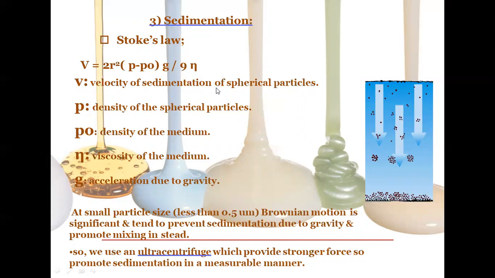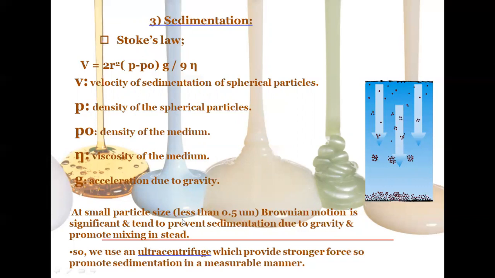So V is the velocity of sedimentation of spherical particles. Rho is the density of spherical particles, and rho 0 is the density of the medium. And eta is denoted here for the viscosity of the medium. And g is the acceleration due to gravity.